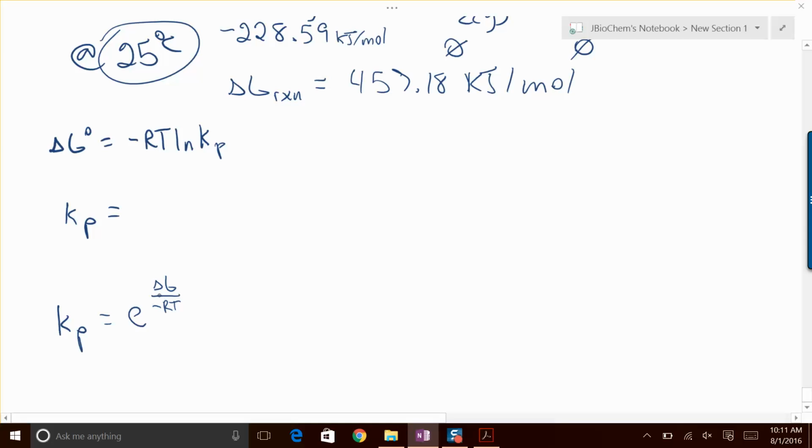Make sure you're putting your delta G in joules. You guys are converting it to joules. It's in kilojoules here, 457.18 kilojoules. You want to convert that to joules.